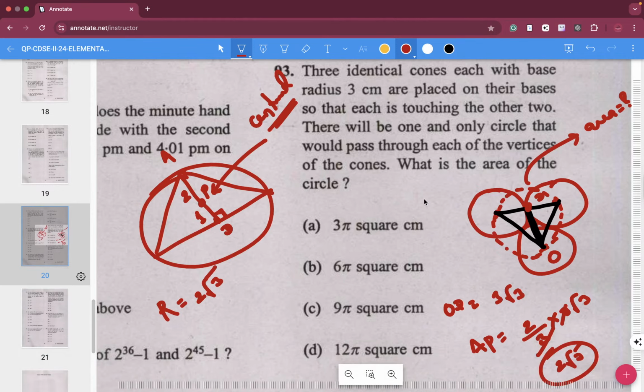Then what is the area of the circle? Pi r squared, which will give you 12 pi. Question number 93, we'll go ahead with D as the answer, folks.